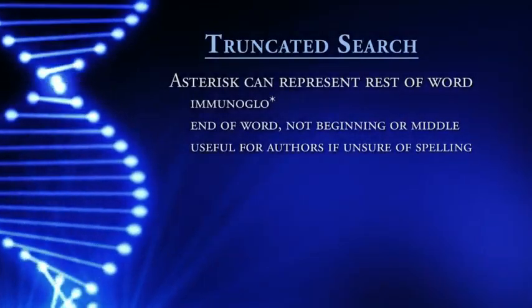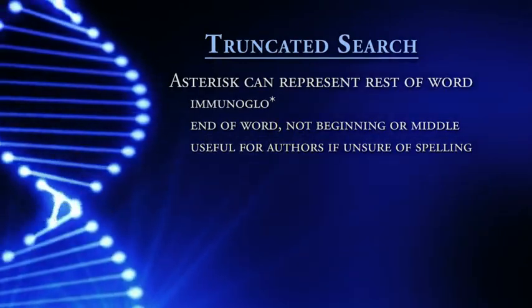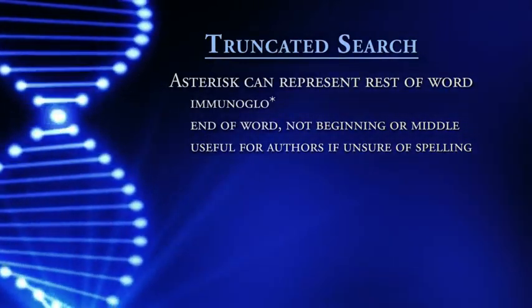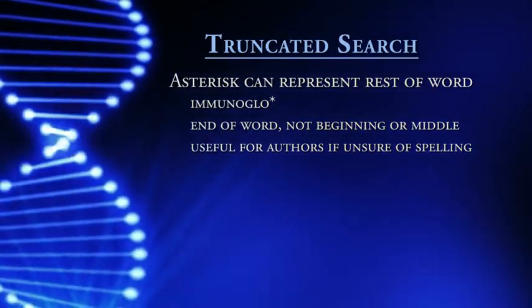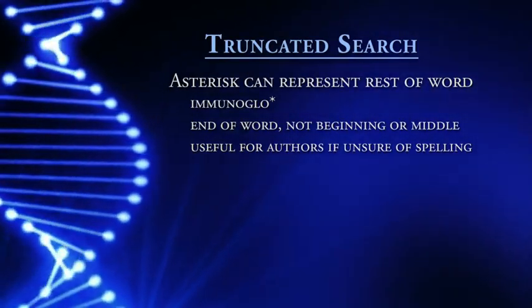The truncated search can be very useful if there are variations of a word. For instance, if you're unsure of spelling or if there's a singular plural issue, an asterisk can represent the rest of the word. The asterisk can only come at the end of the word and not at the beginning or the middle. Immunoglobulin-star will hit both the singular immunoglobulin and the plural immunoglobulins. You don't need to search twice.